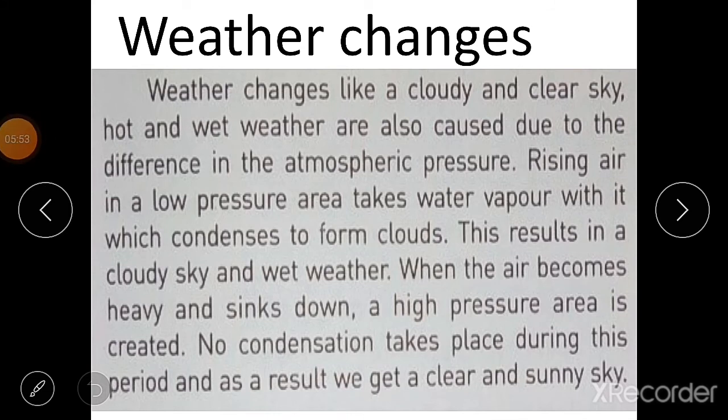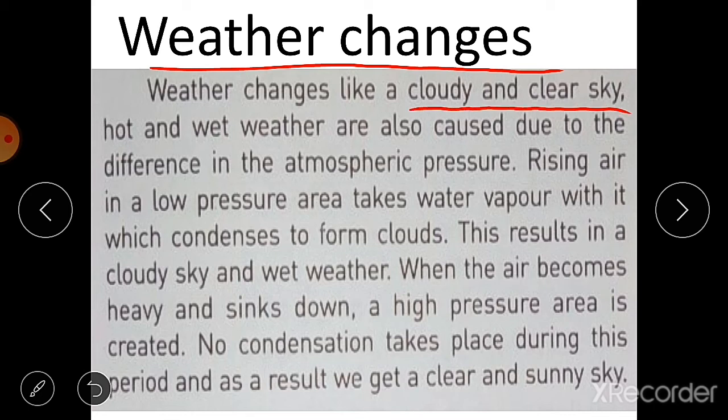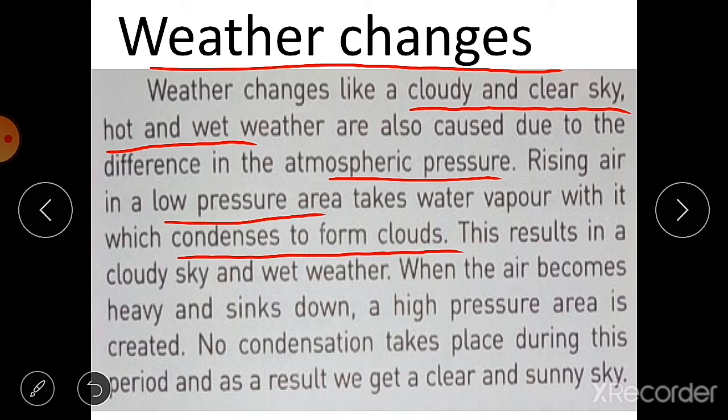The same thing happens when the weather changes. Okay, what are the changes in the weather? See, weather changes like a cloudy and clear sky, hot and wet. Hot and wet weather are also caused due to the difference in the atmospheric pressure. Rising air in a low pressure area takes water vapor with it, which condenses to form clouds, and this results in the cloudy sky and wet weather.